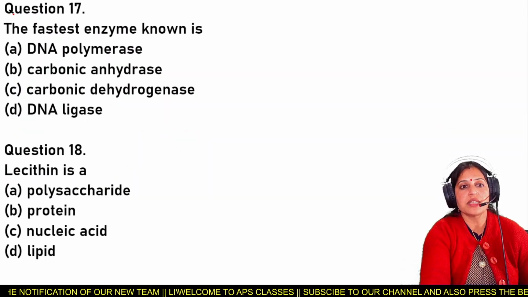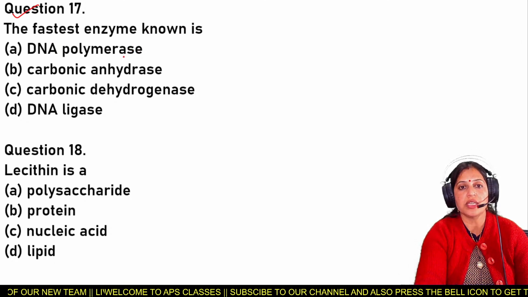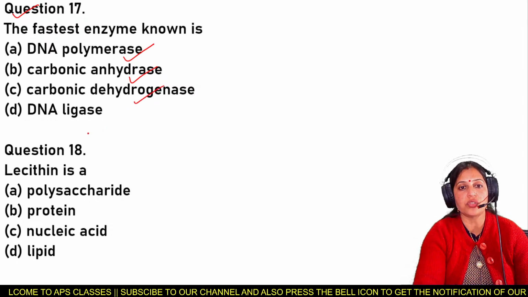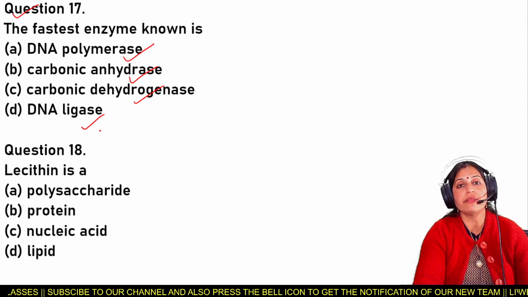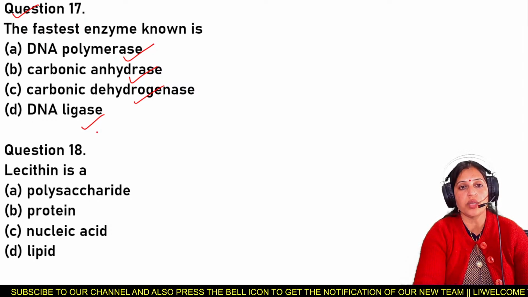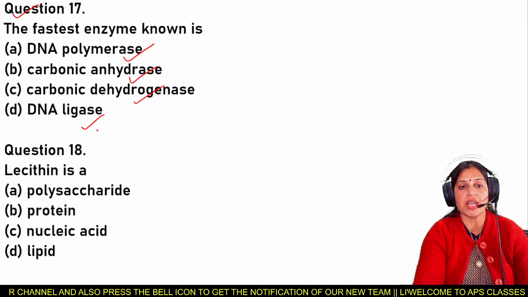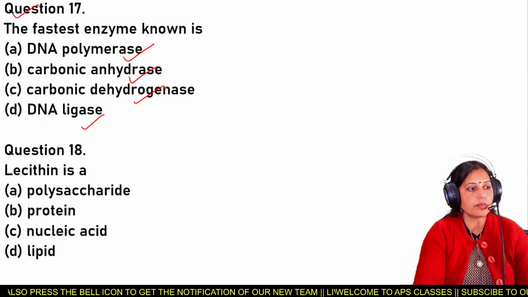Next is question number 17. The fastest enzyme known is: option A, DNA polymerase; B, carbonic anhydrase; C, carbonic dehydrogenase; and D, DNA ligase. So beta, it is your question number 17.